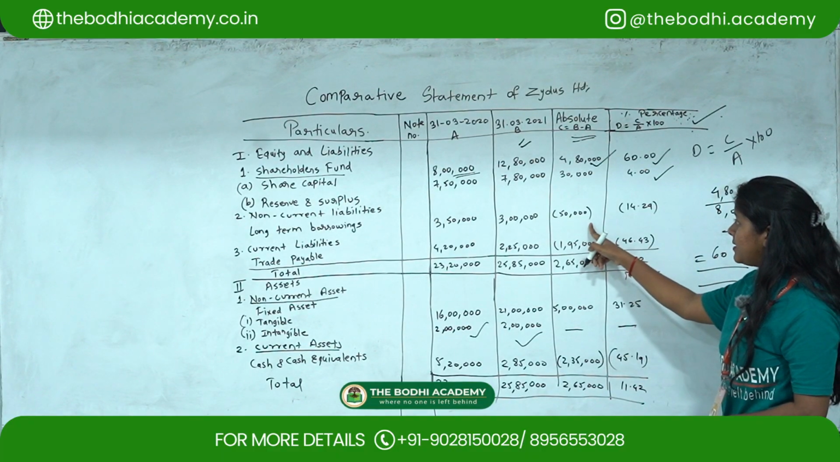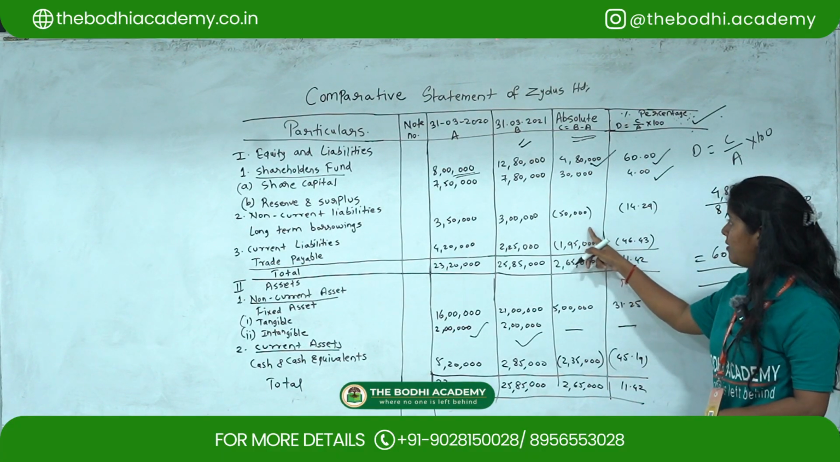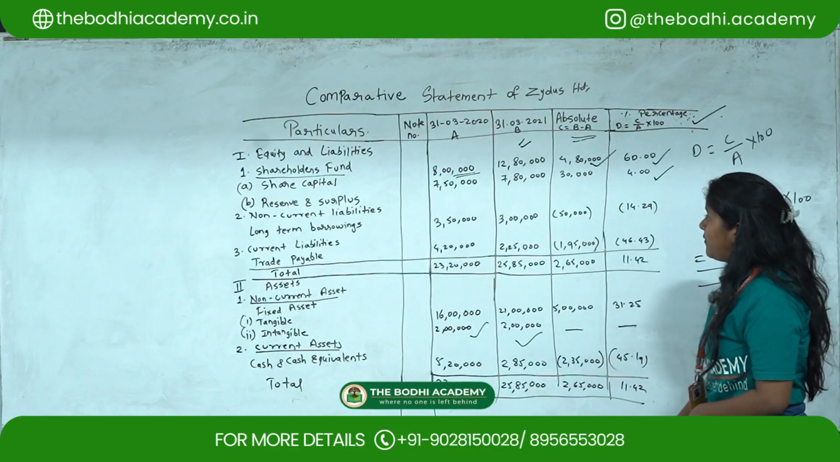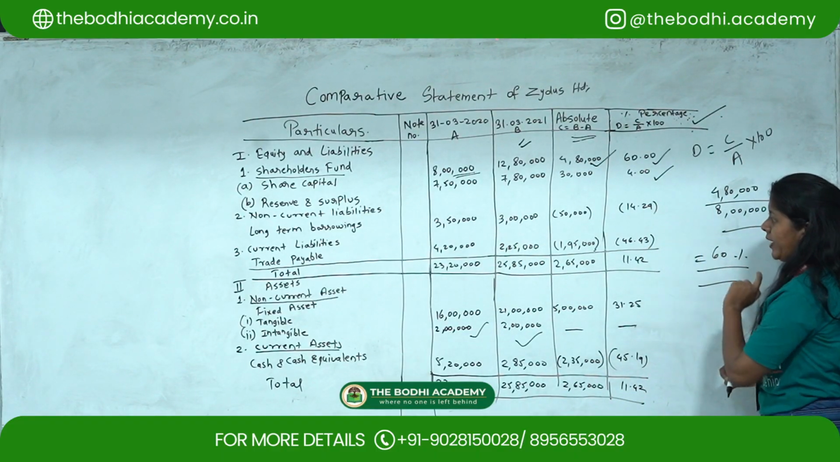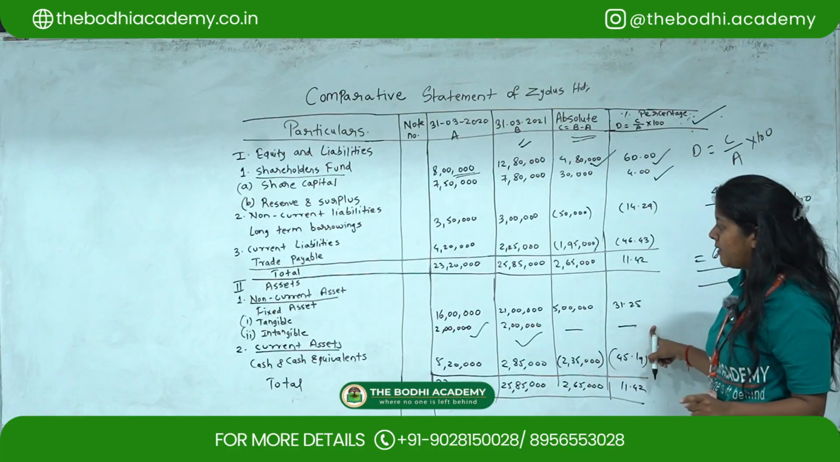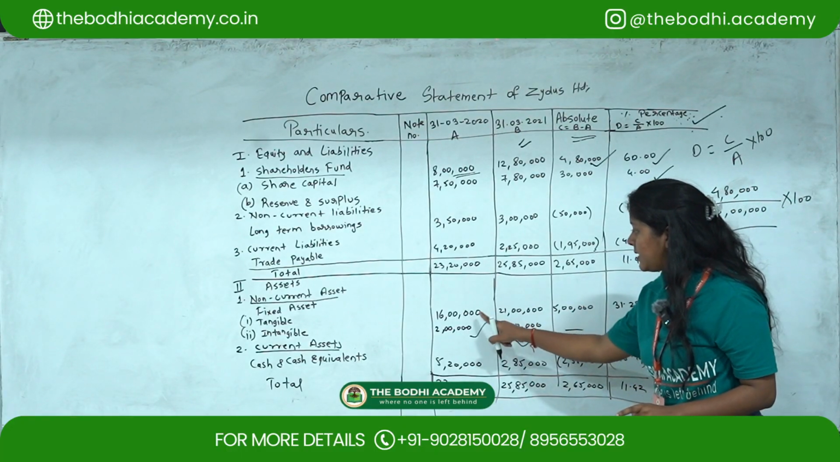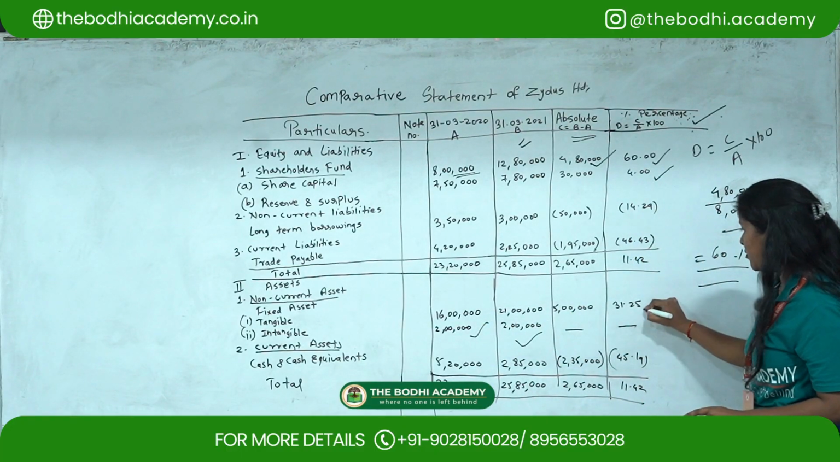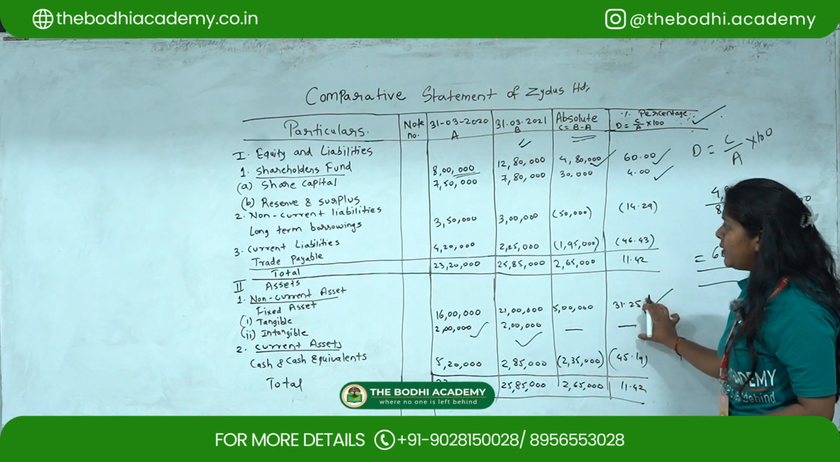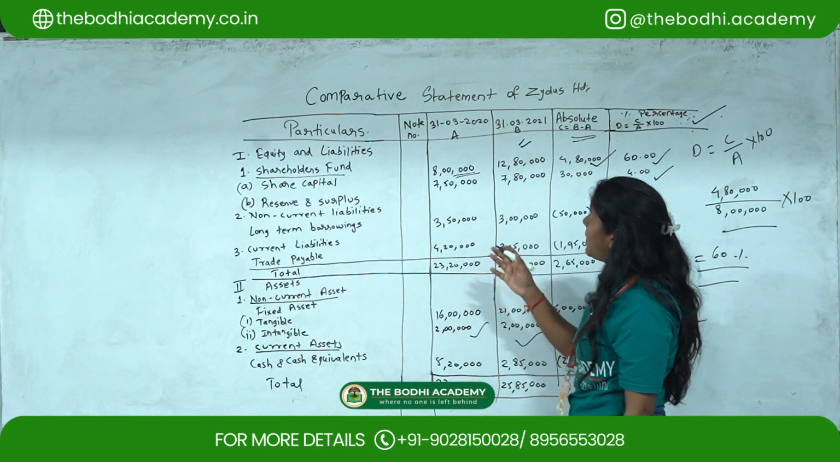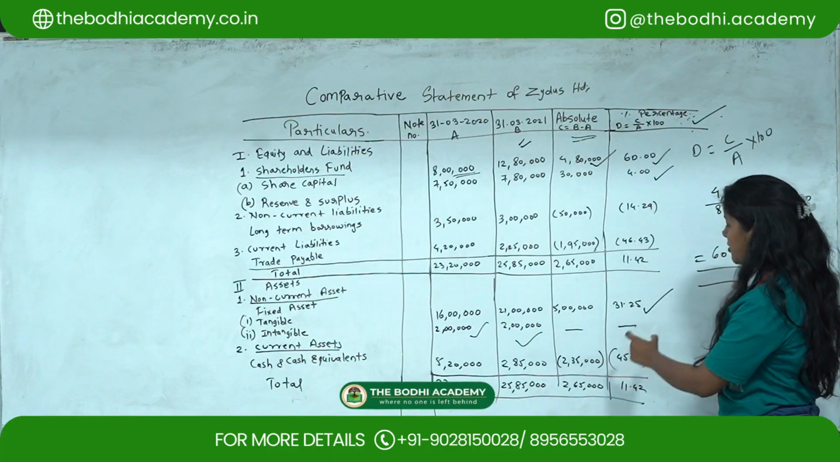Then similarly this, so now this is in negative figure, so 50,000 divided by 3,50,000 multiplied by 100, you'll get 14.29. Okay, similarly you have to do for the asset part. 5 lakh divided by 16 lakhs multiplied by 100, you'll get 31.25. Now after doing this, since it is a comparative statement, you have to check for the trends.